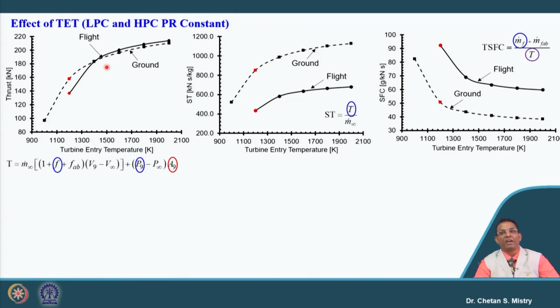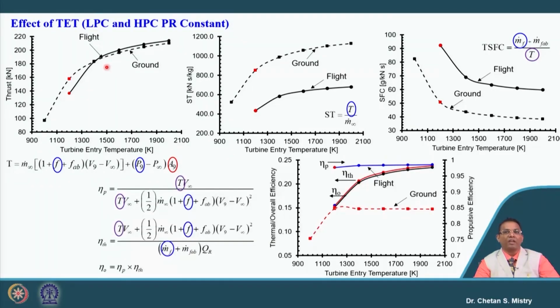Similarly, we can say our specific fuel consumption for the flight condition is going to be high compared to our ground condition. And here in this case, this is representing our efficiency terms, propulsive efficiency, thermal efficiency, overall efficiency. And it is interesting to observe for this case, when we are keeping our pressure ratio constant, our propulsive efficiency remains nearly constant.